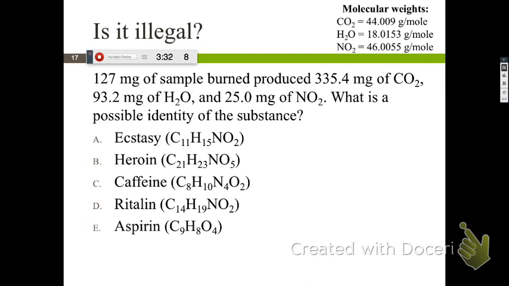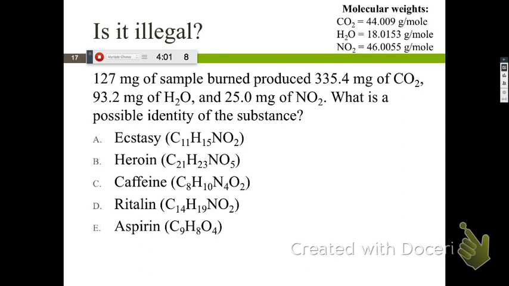So if we work backwards, where did all of this carbon come from? Every single bit of carbon came from our initial sample that we burned. What about the hydrogen and water? All of that hydrogen came from this compound, and all the nitrogen came from that compound. All right, what about the oxygen? Did the oxygen all come from that initial compound? No. It came from O2 and from our compound. So that's going to be the tricky one to find.